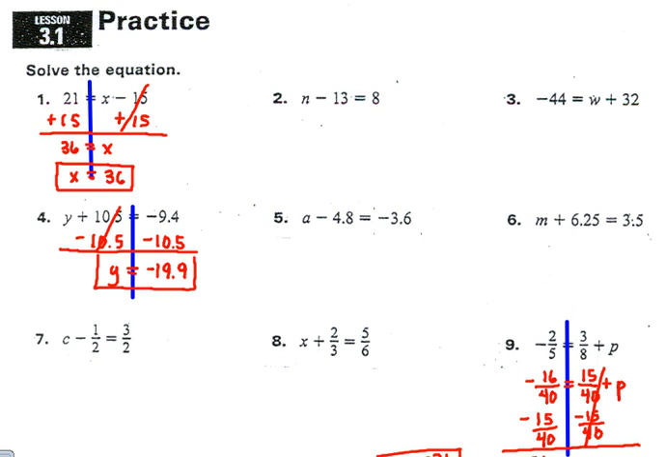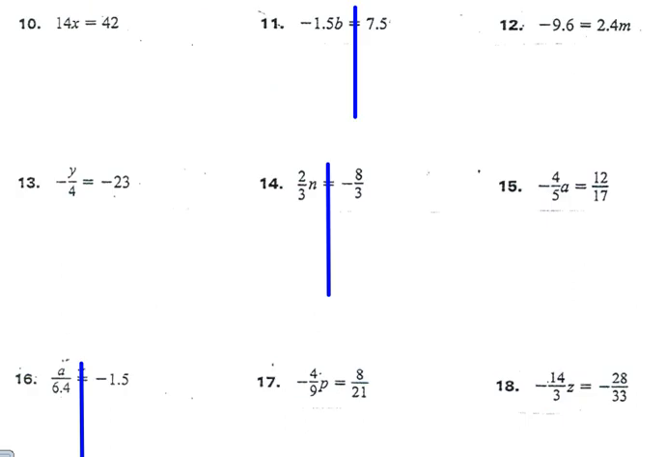I'm going to flip my page, and you are going to look at number 11. Notice number 11 has negative 1.5 being multiplied by the letter B. And in order to undo a multiplication, we're going to do division. So to show division, I'm simply going to use a fraction bar to eliminate the negative 1.5. So divide both sides by negative 1.5. That will give me a positive b. Bring down the equal sign. And 7.5 divided by a negative 1.5 is a negative 5.